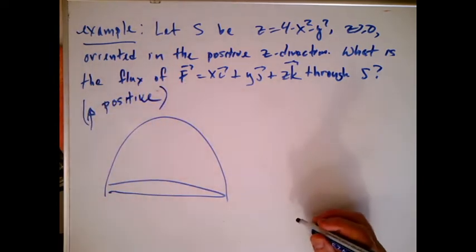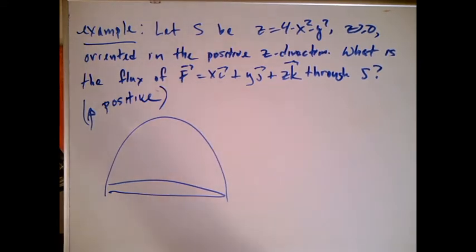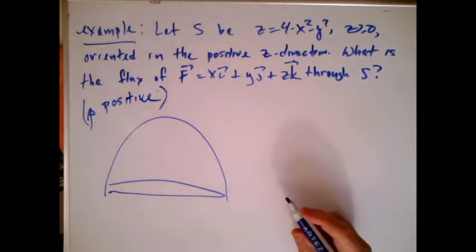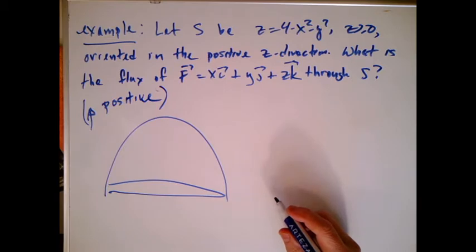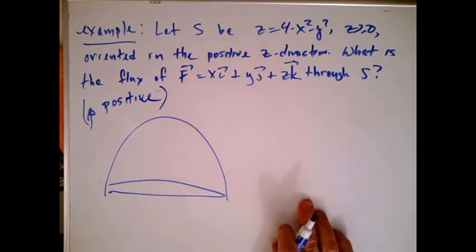Okay, what is the flux of, and they give us a vector field. Remember, that's actually the vector R, so it actually sticks directly out through S. We have two problems. Number one, S is curved, and number two, F is changing.